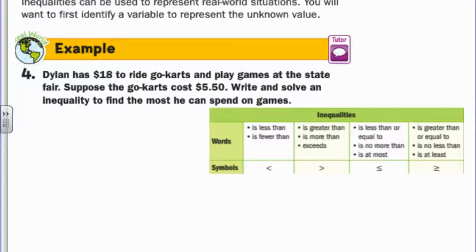Now, let's take a look at the word problem. You will notice I've got that green box from page 498 on this page. It says inequalities can be used to represent real world situations. You will want to first identify a variable to represent the unknown quantity. And if you remember, as we've been doing equations with word problems, the first step is always to find what we're looking for. So we always identify a variable first as what we're trying to find.